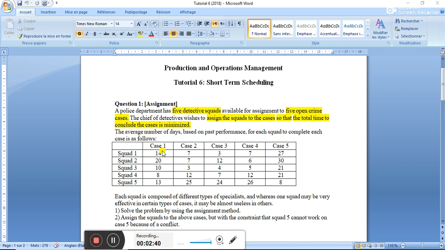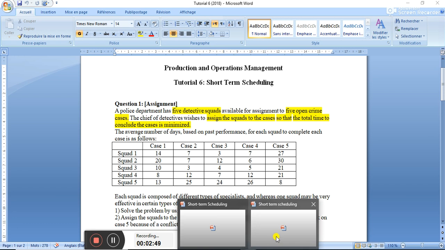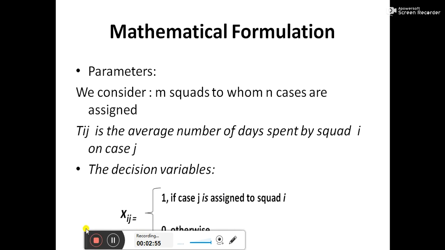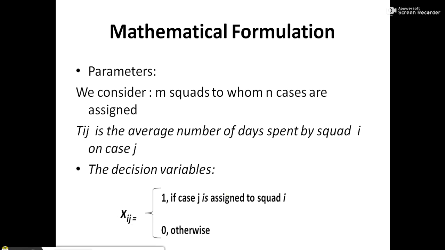Each squad can either work on a certain case or it doesn't. So we have binary decision variables. Here they are. We're going to call it xij. It is equal to 1 if case j is assigned to squad i and 0 otherwise.